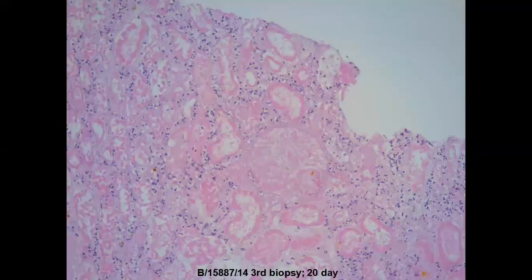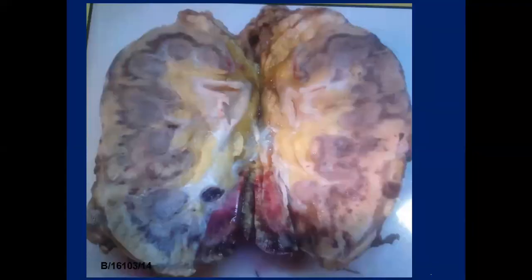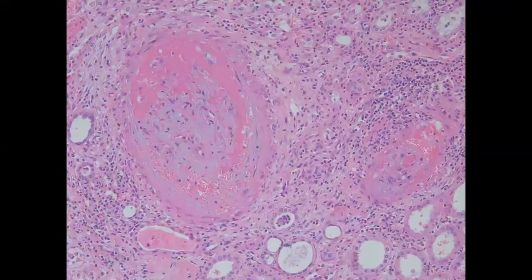So obviously the third biopsy, which was done on the 20th day, showed cortical necrosis, and then graft nephrectomy was done, which showed that the majority of the vessels had thrombi occluding the lumen. And so this was the last slide. This is all about the BAMF classification system. So if there are any queries, let me know.